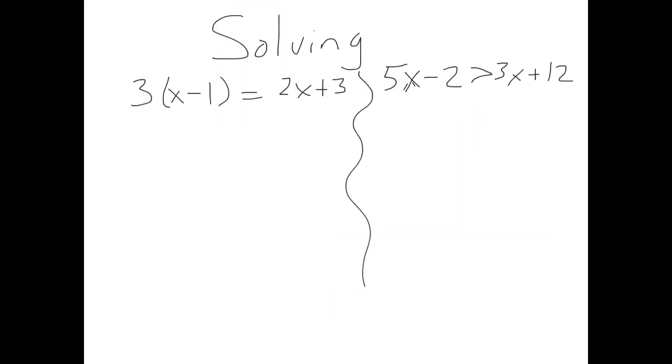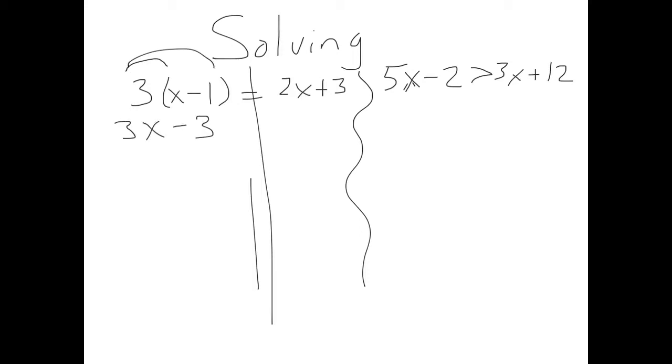Okay. Solving, draw our line down. We always look for parentheses first, so here's some parentheses. So that's 3x minus 3 because we multiply. 3 times x is 3x, 3 times the -1 is -3. Then we go to the other side. Nothing has to be done on the other side.